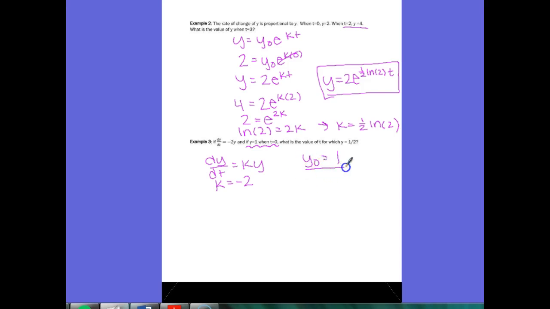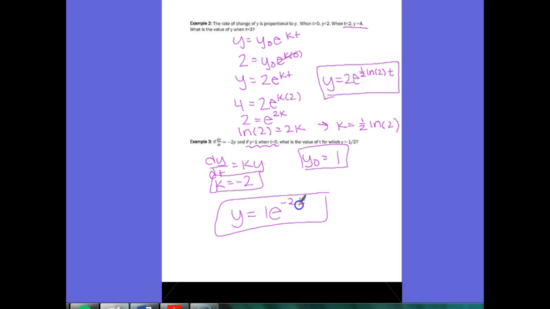So now I know y naught. I know k. So do I know my equation? Y equals 1 e to the negative 2t. And that's the rate of change. Then it says, what is the value of t when y equals 1/2?